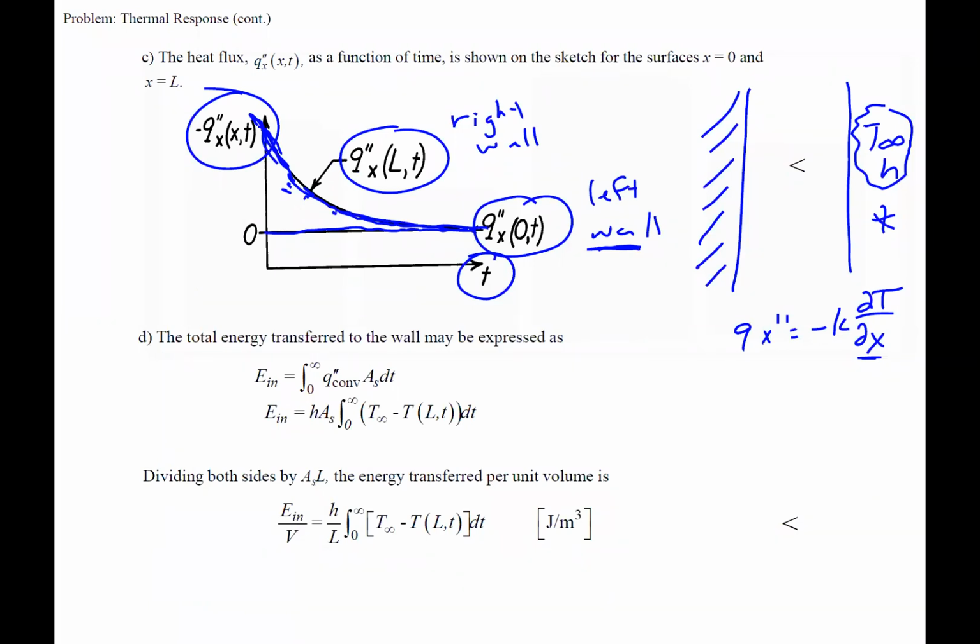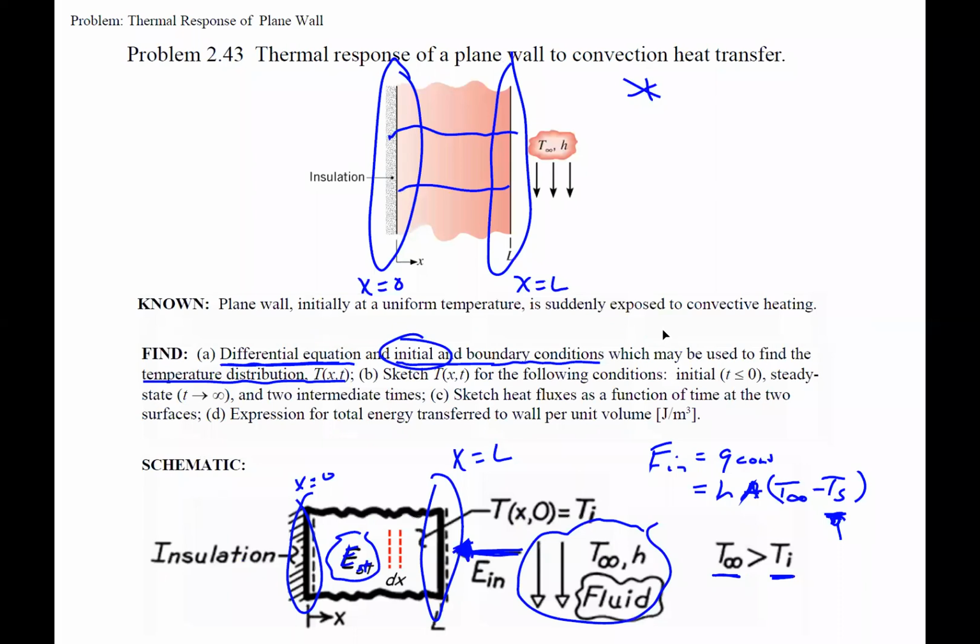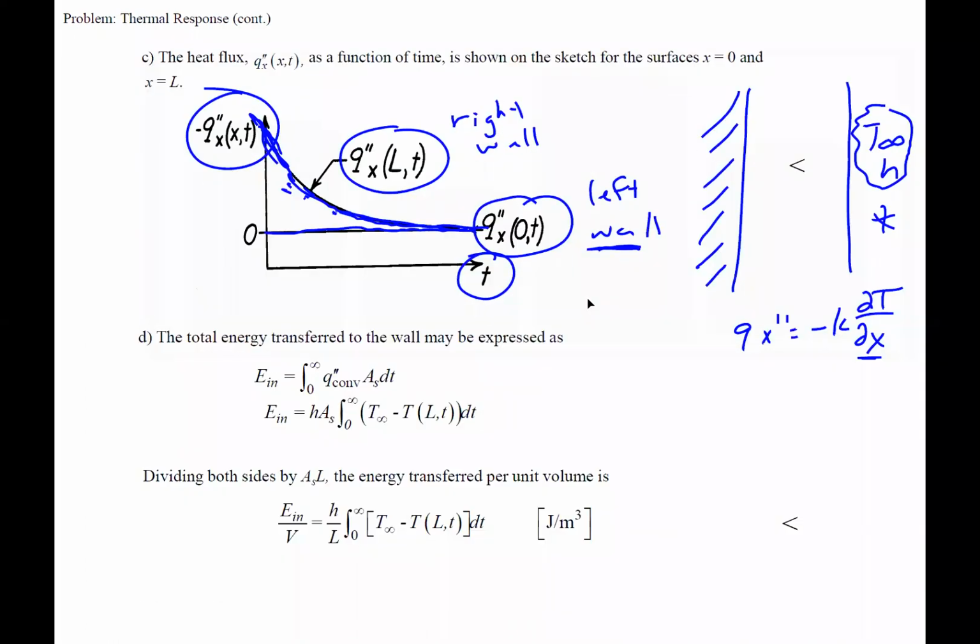Last one, part D, is total energy transferred to the wall per unit volume. So first we want an expression for the total energy transferred to the wall. And then we want it per unit volume. So we just divide by volume. All right. So if we look back at our problem, the energy in we have coming from convection. So our energy in is just from convection. Okay. So we write down that first. That's what you see here.